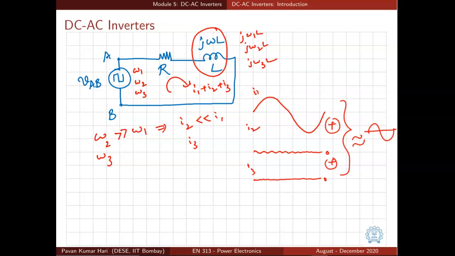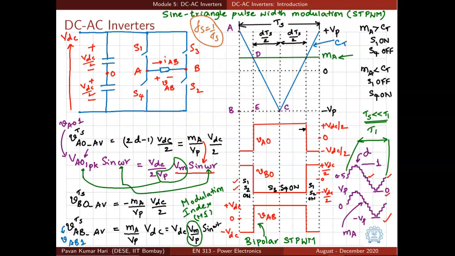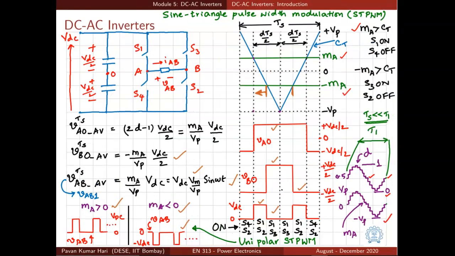Now let us go back to the PWM waveform and see if we can say something about the harmonics. In bipolar sine triangle PWM, VAB has a variation at switching frequency. If you look at this, there is a kind of square wave that is at the switching frequency, or at the carrier frequency. So the harmonics are at multiples of Fs. Now look at this unipolar sine triangle PWM. It has twice the variation.